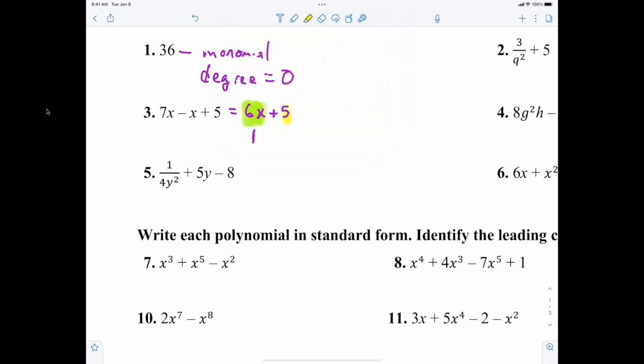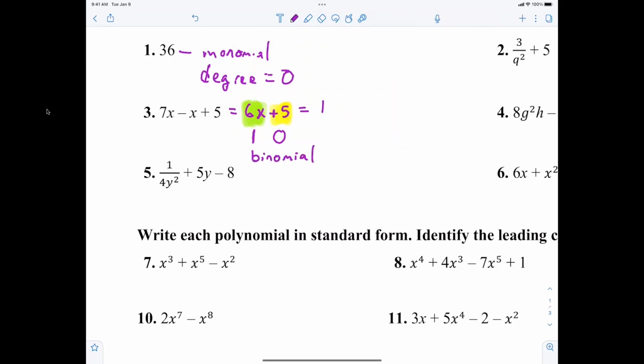Now we're looking at the constant. We already had this. So the degree of the constant is what? 0. So you always take the largest degree in the polynomial. So the degree here would be what? 1. The degree would be 1. And in this case, you're correct, it would be considered a binomial.